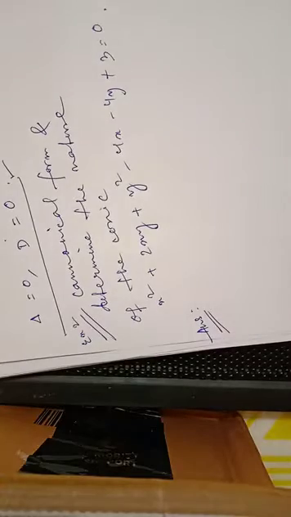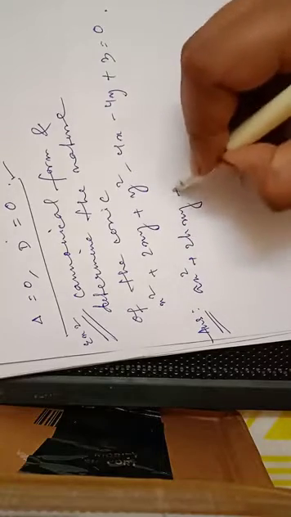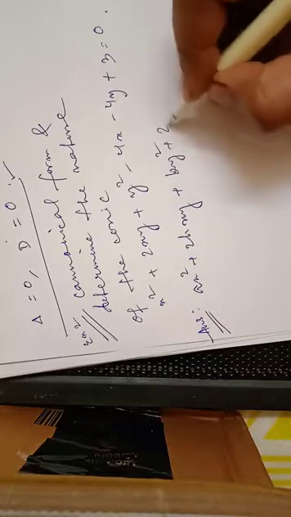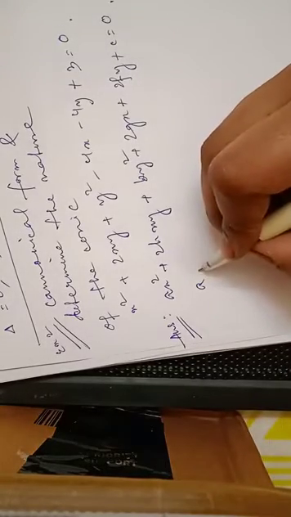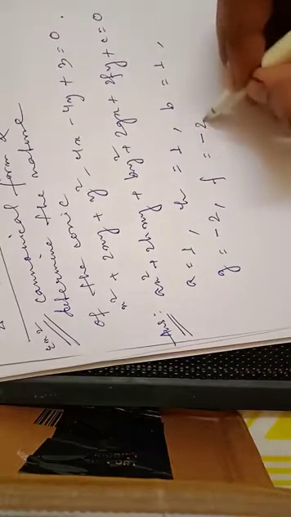First we have to compare it with the general equation of second degree, which is ax square plus 2hxy plus by square plus 2gx plus 2fy plus c equals 0. Then by comparing we are getting a equals 1, h equals 1, b is also 1, g will be minus 2, f is minus 2, and c equals 3.